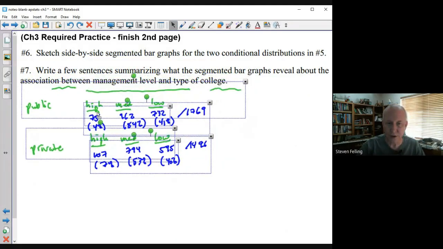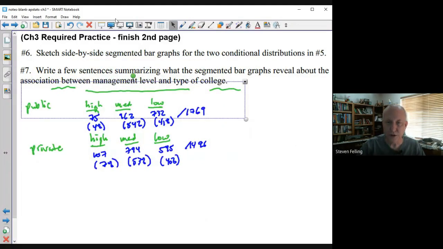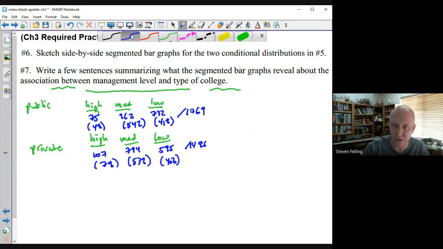Okay, so here were the distributions that we had. Let me use this to make a segmented bar graph. So I'm going to use 1 bar for public and 1 bar for private. And I'm going to use the method that we were using before. So the first thing you would have to do, and you're going to have to do this on the quiz next week, is I would draw, let me use black.